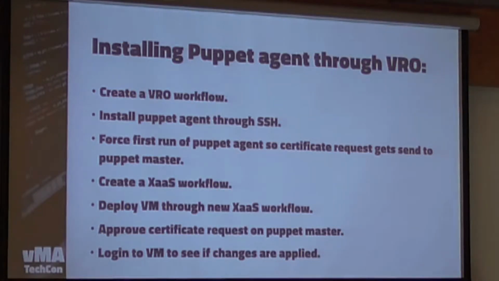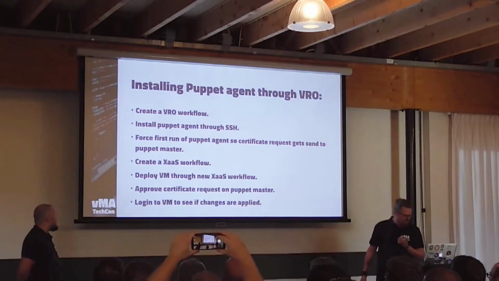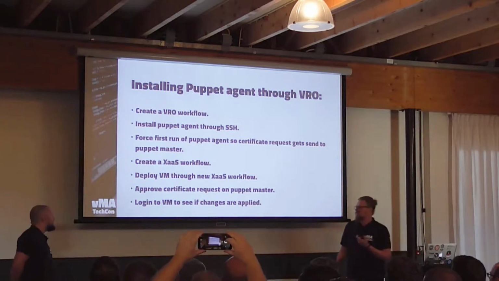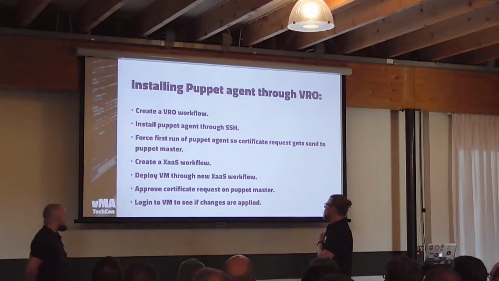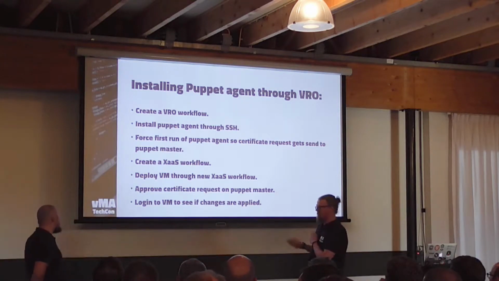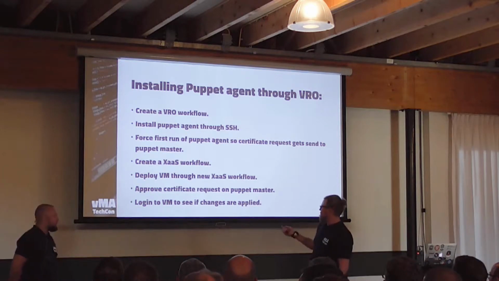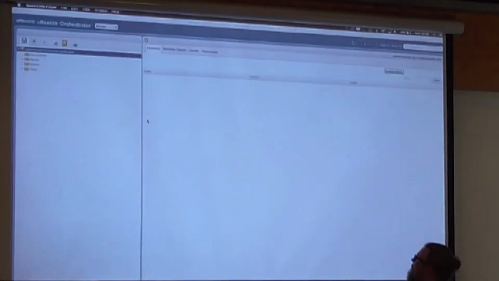So actually it will generate the certificate and everything else. And later on, after workflows are created, we will just create an anything as a service blueprint and deploy these machines through this anything as a service blueprint. Approve the certificate and obviously check if everything works. So demo again. Here we go.